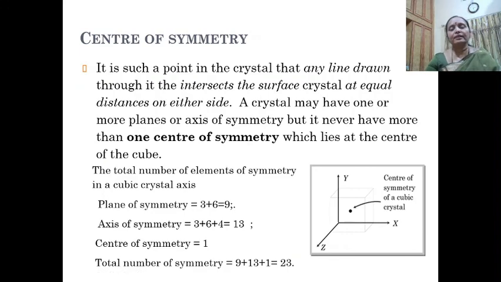So in today's class, we have studied the laws of crystallography. We have got plane of symmetry, axis of symmetry, and center of symmetry. In plane of symmetry, we have studied two types, that is rectangular plane of symmetry and diagonal plane of symmetry. And in axis of symmetry, we have studied three types: fourfold axis of symmetry, threefold axis of symmetry, and twofold axis of symmetry, and center of symmetry.